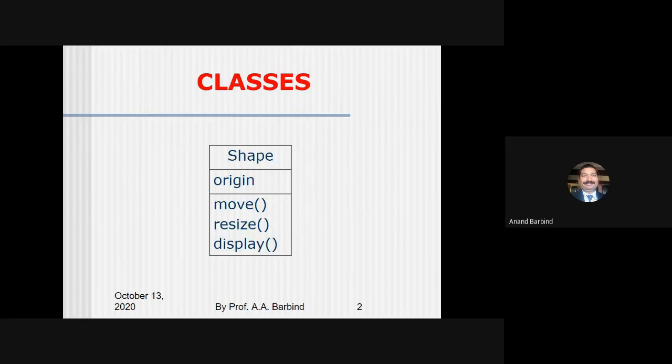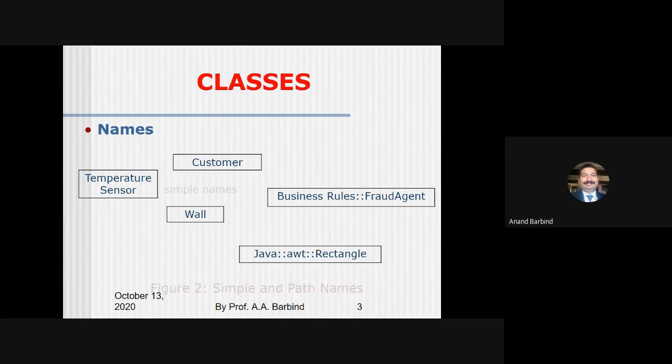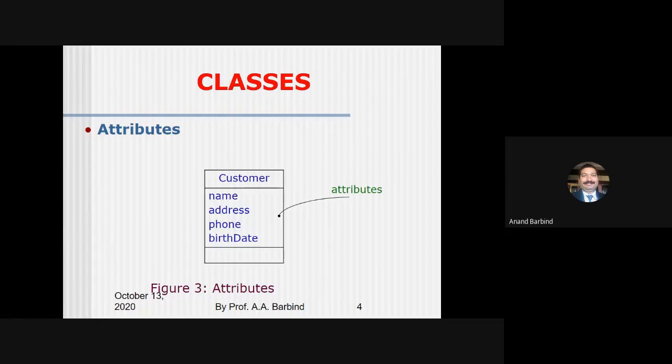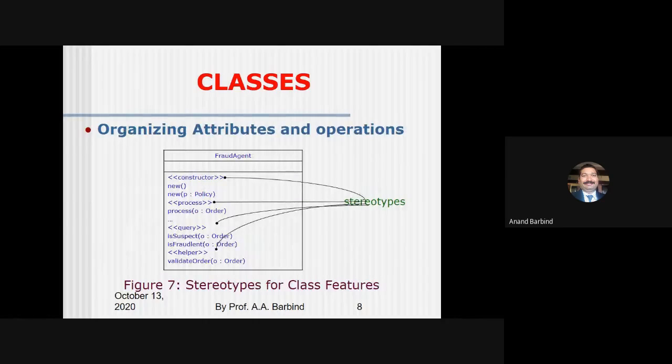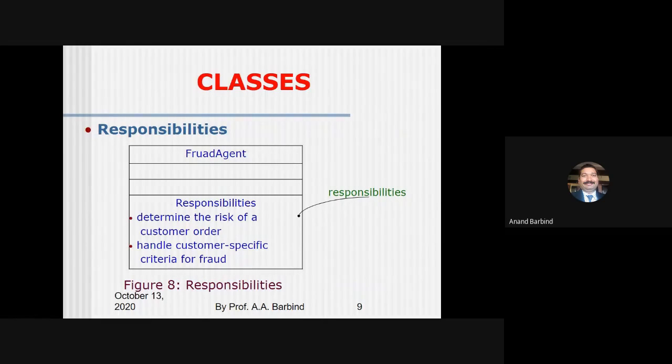So in the last class, we discussed the graphical representation of classes. Classes are represented either in the simple form or using three compartments: first for the name, second for the attributes, and third for the operations. We also discussed the different ways attributes and operations can be represented. Optionally, responsibilities can also be represented with the classes in a fourth compartment.